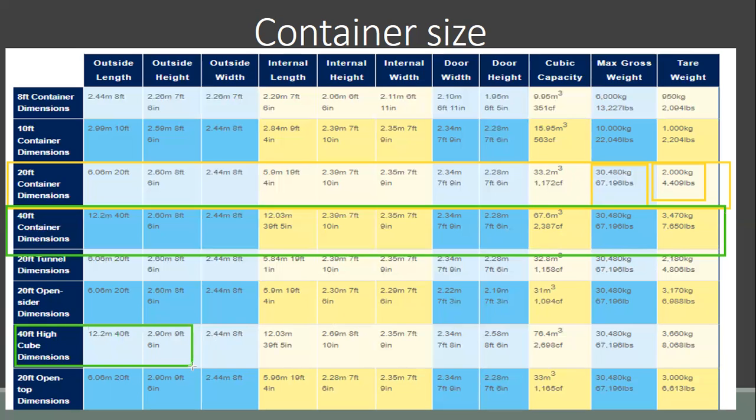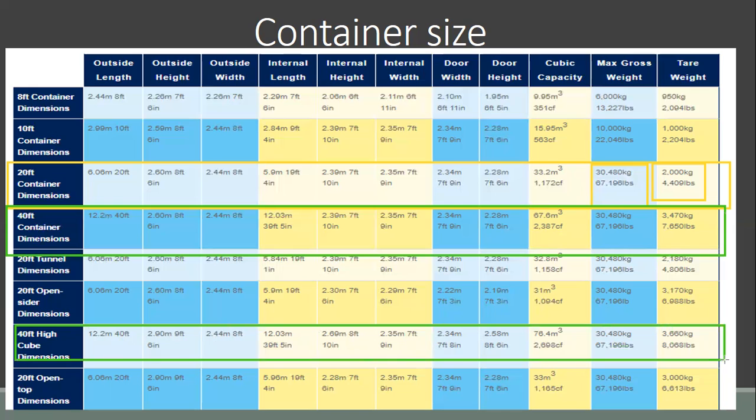And the last one is the high cube container. The length is the same in the 40 standard and high cube. Then the height is increased. The 40 standard was 8 feet, and this is a 9 feet container. So you can understand the basic difference between standard and high cube is the height. This is 9 feet and this is 8 feet.